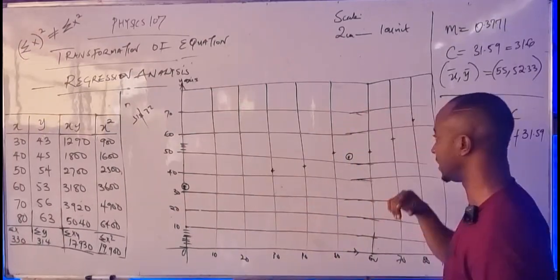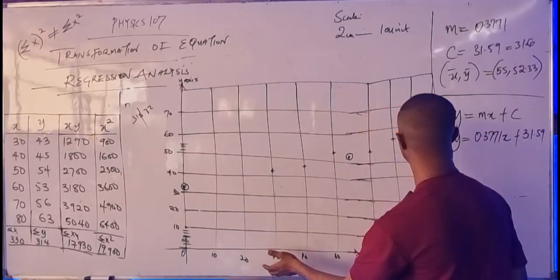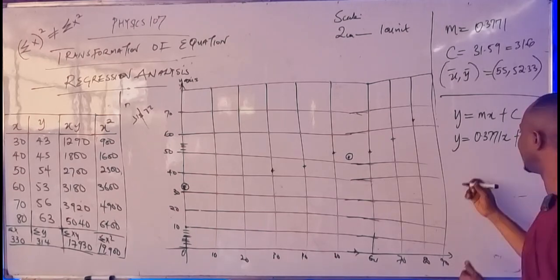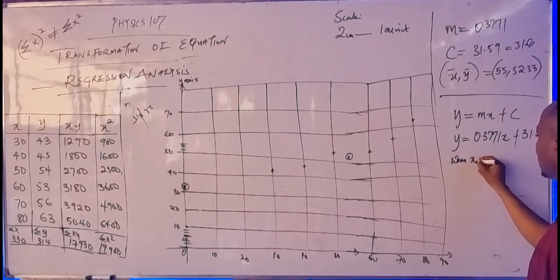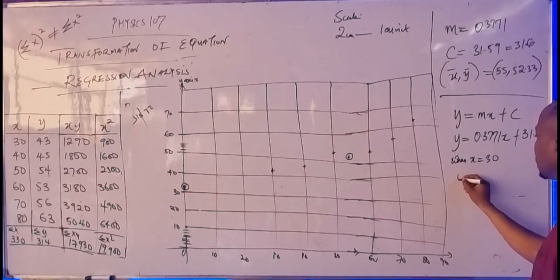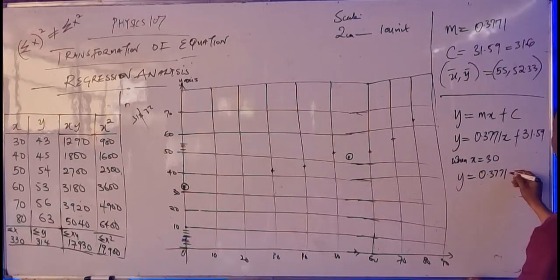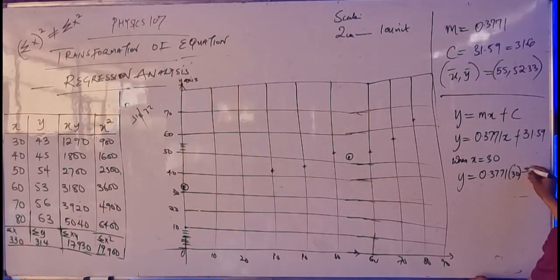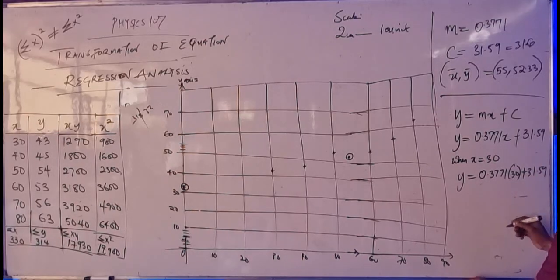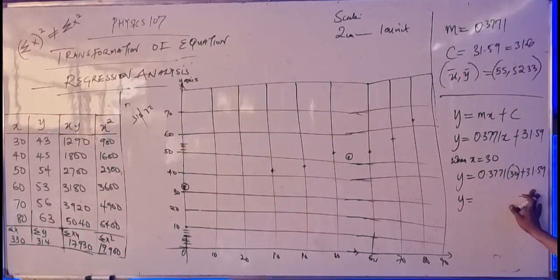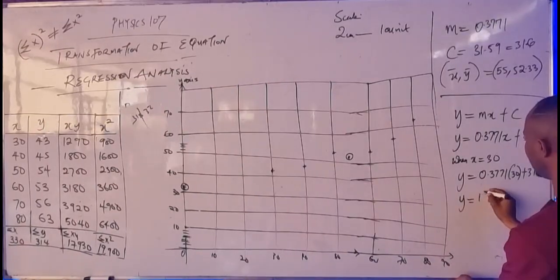Maybe I can choose when x is 30. When x is 30, what's our y? Y equals 0.3771 times 30 plus 31.59. Multiply 0.3771 by 30. What do you have? 11.313.